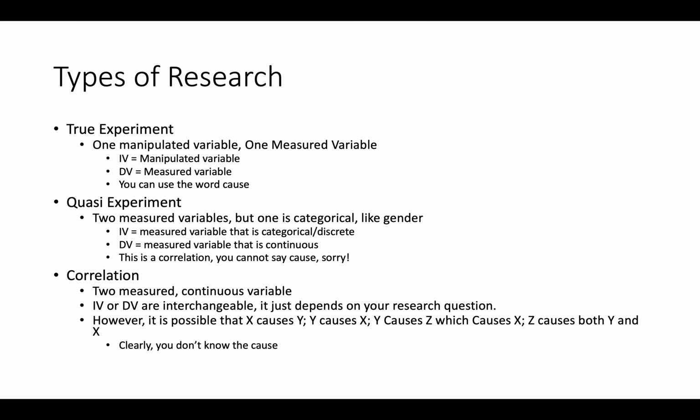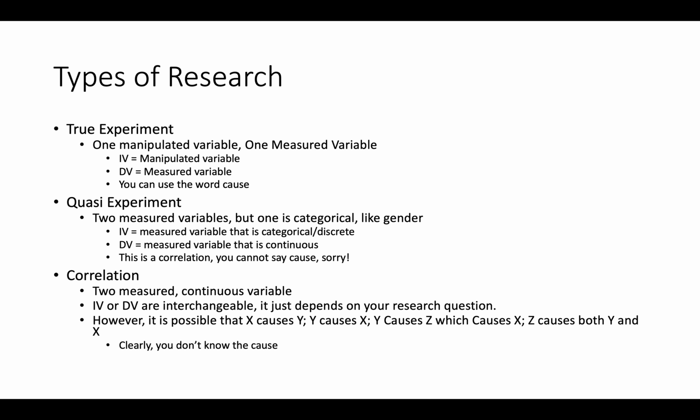Correlation is not causation. However, we need to think about this because we're scientists. It's possible that X causes Y, Y causes X, Y causes Z, which causes X. Z causes both Y and X independently, right? We need to realize that there's a lot of possible causes here, but we don't know the cause in either the quasi-experiment or the correlation.